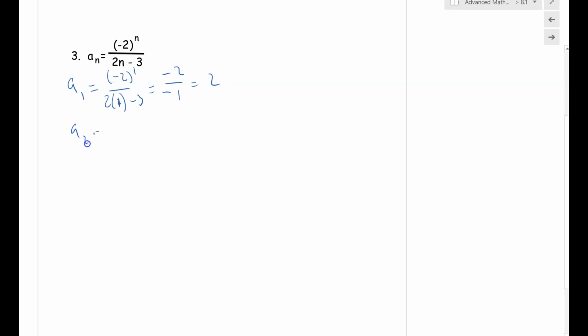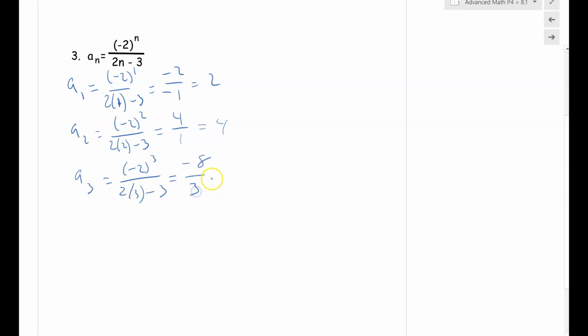Okay, so then we're going to plug in 2. -2 squared, 2 times 2 minus 3. -2 squared is going to give you a 4. And then this is 4 minus 3, or 1, so we get 4 on that one. All right, the third term, -2 to the third, is 2 times 3 minus 3. And -2 to 3 is a -8. This is going to give me 6 minus 3, or 3.